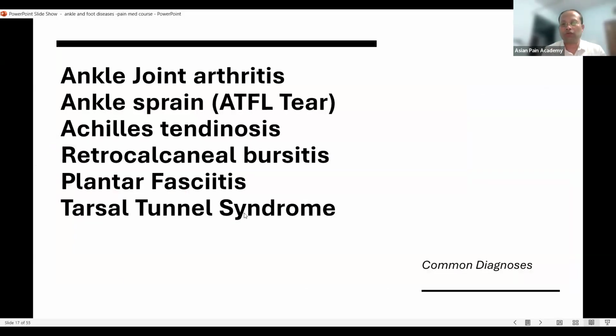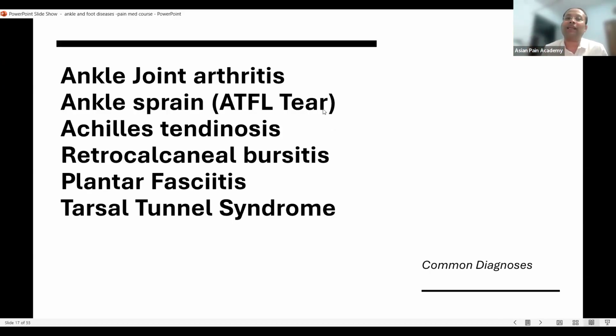So, as I told you, we will describe the common diagnoses. What are the common diagnoses? First thing is ankle joint arthritis. We can understand which is the ankle joint actually. It is between the tibia or fibula and talus. So tibia and talus. This tibiotalar joint is mainly considered as ankle joint arthritis. Though other joints can also get affected, when we say ankle joint arthritis, we mean tibiotalar joint arthritis. Then comes ankle sprain. As I told you, so many ligaments are there.